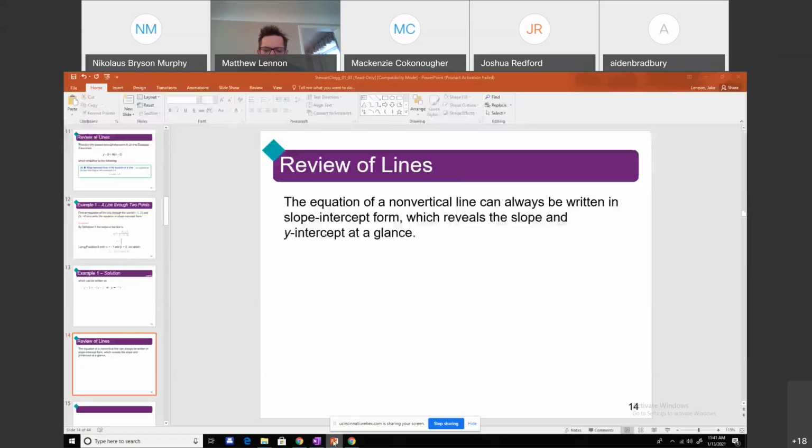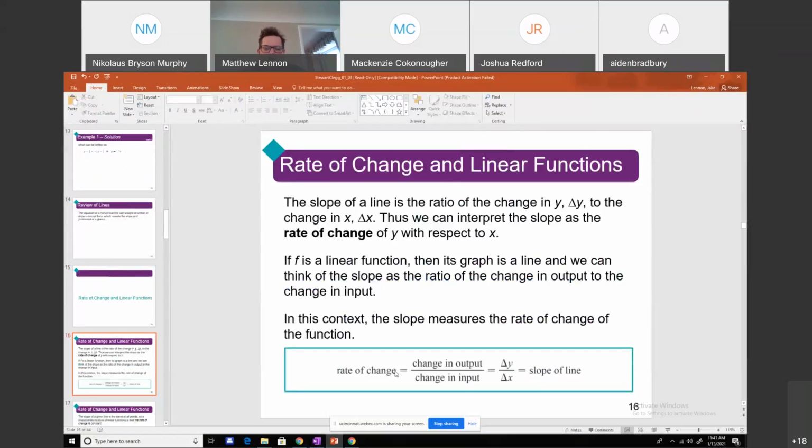Okay, so let's pop over back to the PowerPoint. Okay, so rates of change of a line is given by the slope, as we talked about it. And again, notice since it's change in y over change in x, that is also going to tell us what the unit should be.